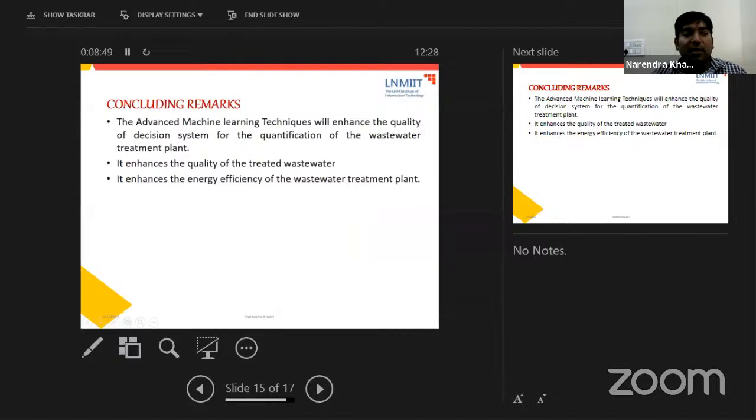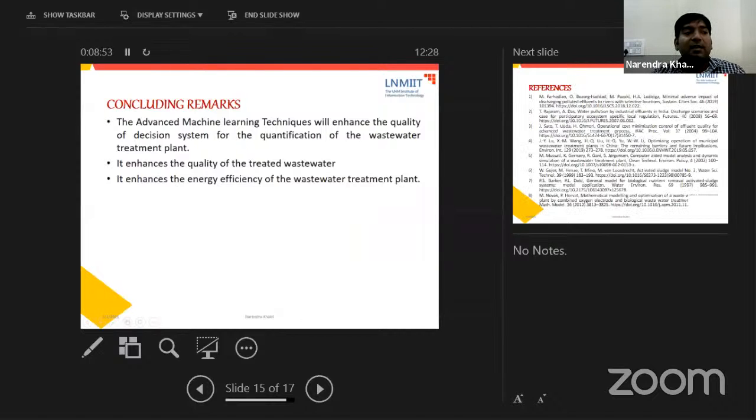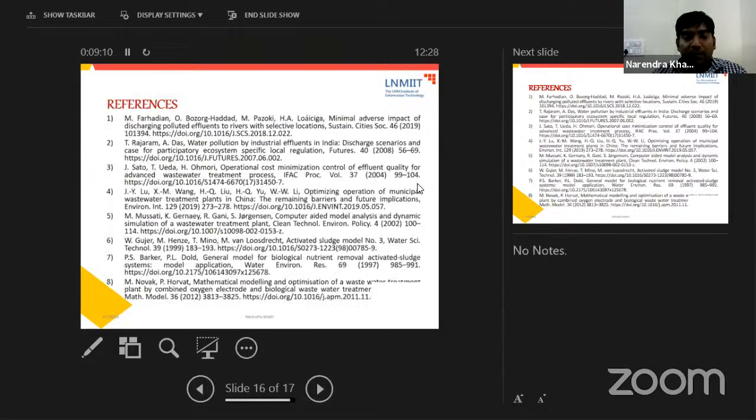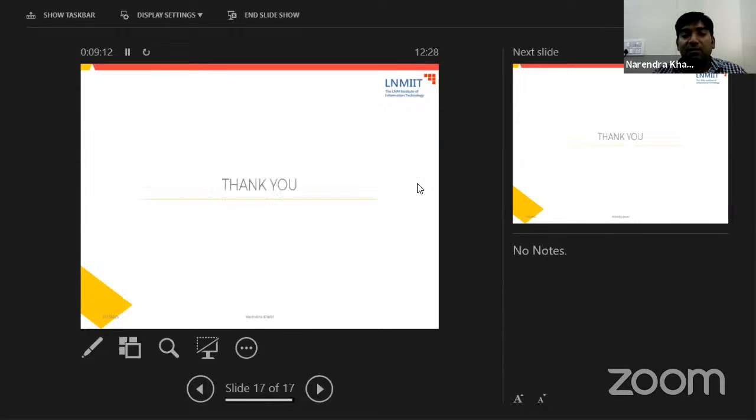So that is the concluding remark from my side. Advanced machine learning techniques will enhance the quality of the decision system for the wastewater treatment plant. It enhances the quality of the treated water. It enhances the energy efficiency of the wastewater treatment plant. These are the references.